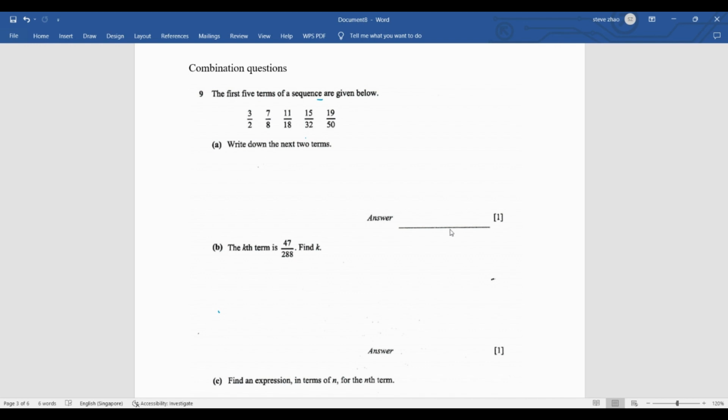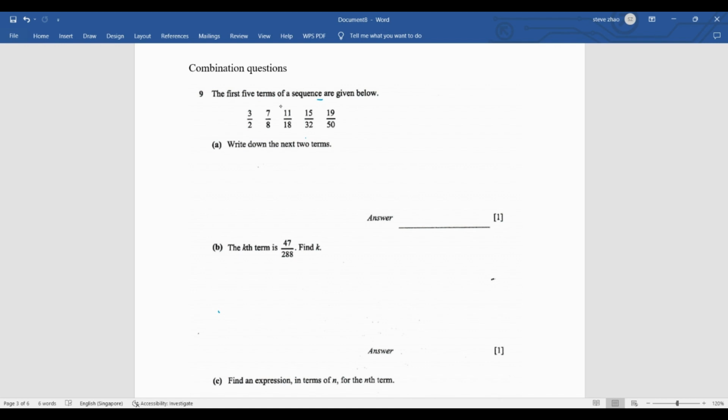All right, so now let's approach this question. The first five terms of a sequence are given below. So you can see that it's all fractions. And then you realize that it's not a constant multiple, because if you try to multiply, it doesn't seem to have a constant multiple at all. Of course, you can try using a calculator if you want to. You can try and press. It's not.